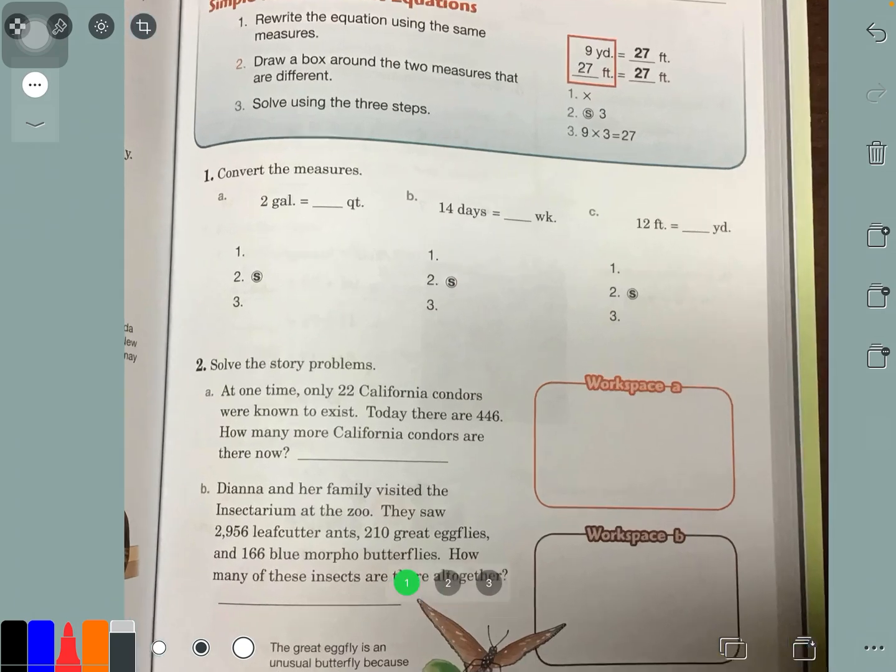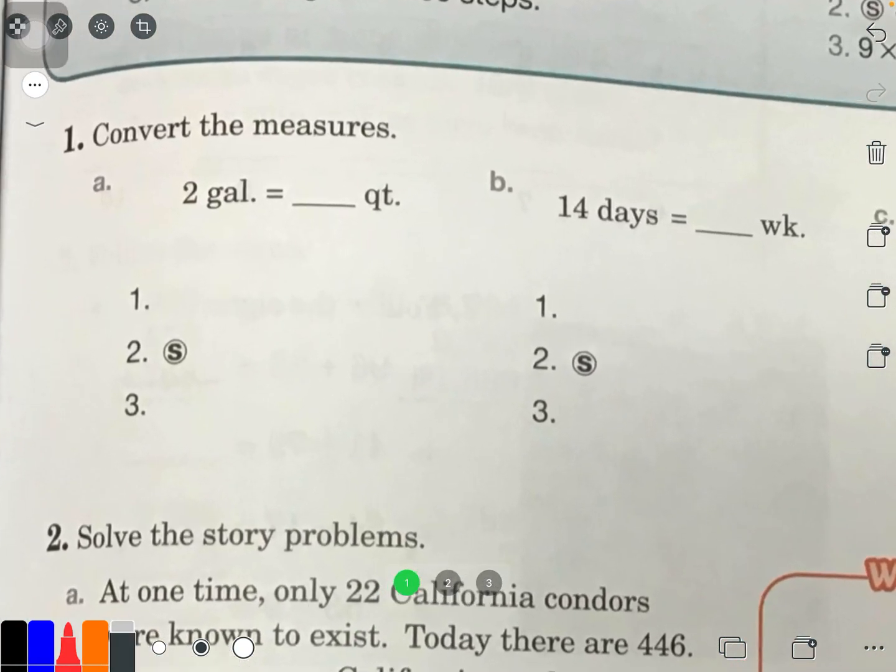Convert the measures. Now they do it in a different format because now they add an equal sign, but it's the same idea. So I have to ask myself, who is bigger, gallons or quarts? Well, a gallon is bigger. Remember, we've got the kingdom of gallon. So I'm going to say big to small. When I go from big to small, I multiply.